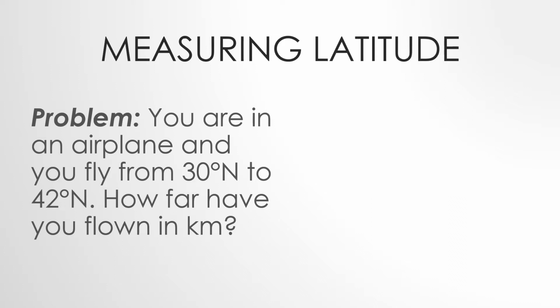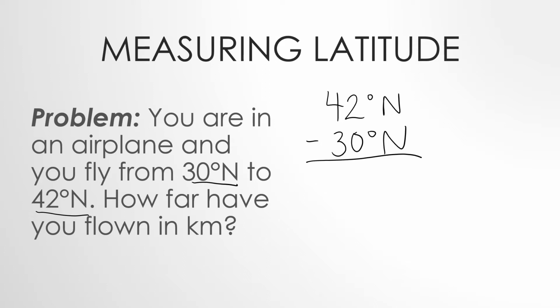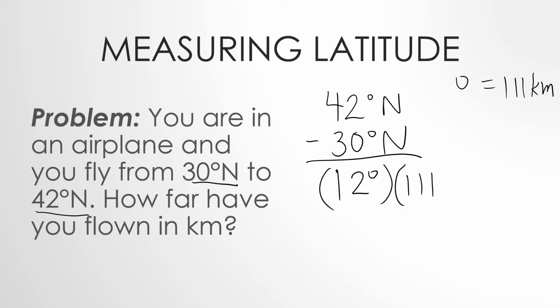So these problems, the way you're going to do them in the future, first you have to figure out how many degrees you have traveled. So we started at 30 and ended at 42. So I have to subtract those to figure out how many degrees I actually traveled, and that's going to be 12 degrees. And remember that every degree is 111 kilometers. So now I multiply 12 degrees by 111 kilometers.